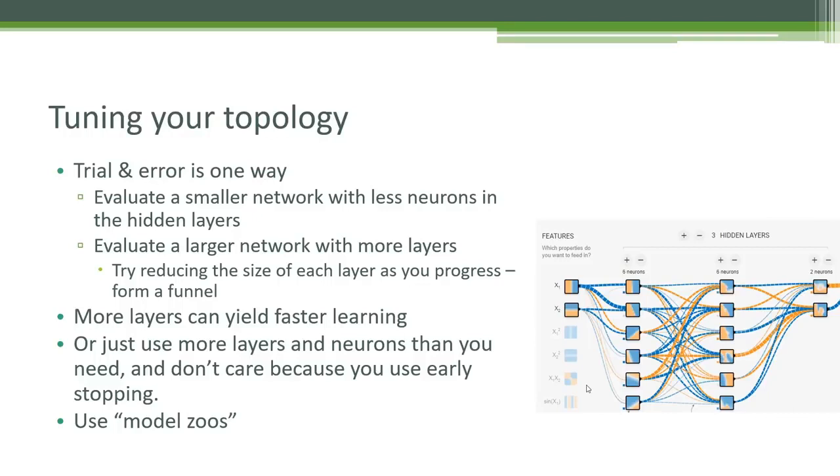You can start off with the strategy of evaluating a smaller network with fewer neurons in the hidden layers, or you can evaluate a larger network with more layers. So basically you want to see, can I get away with a smaller network and still get good results? And just keep on making it smaller and smaller until you find the smallest it can be safely. Or you can try to make your network larger and larger and see at what point it stops providing more benefits to you. So, just start sizing things differently and see what works and what doesn't.